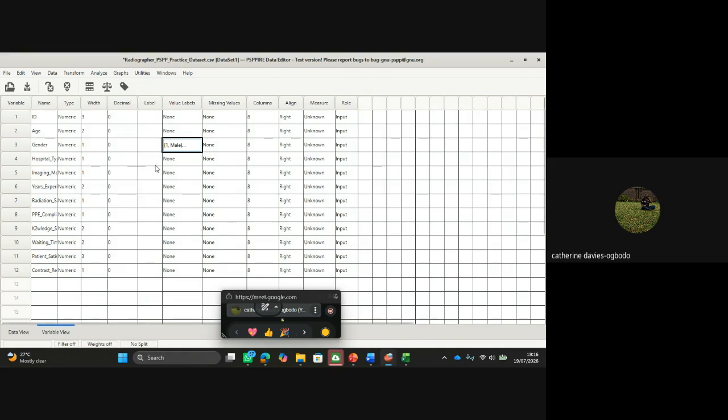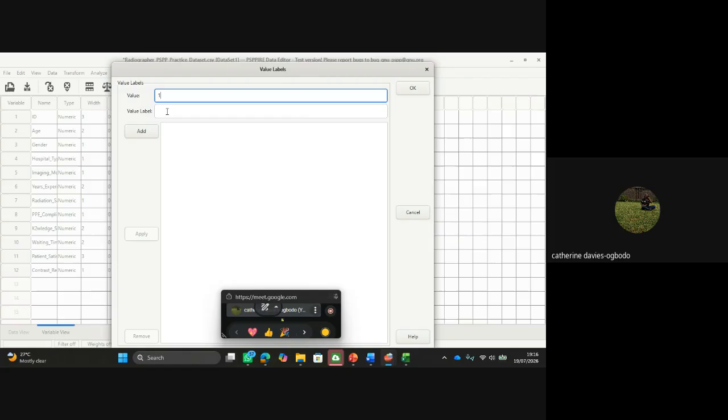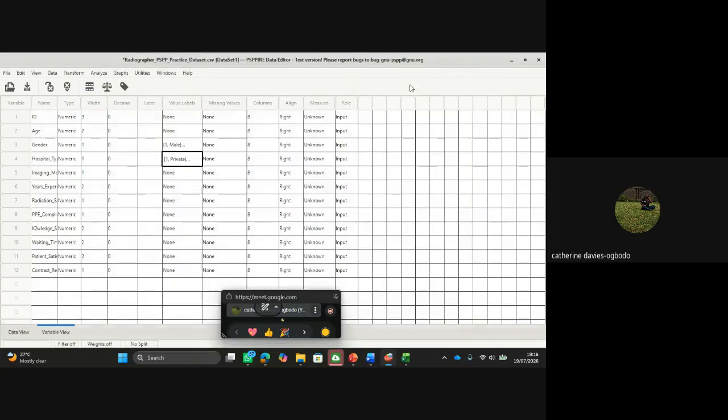Then for hospital type, I had 1 as private hospital and 2 as public, basically.